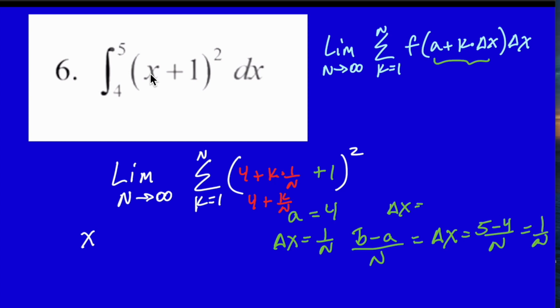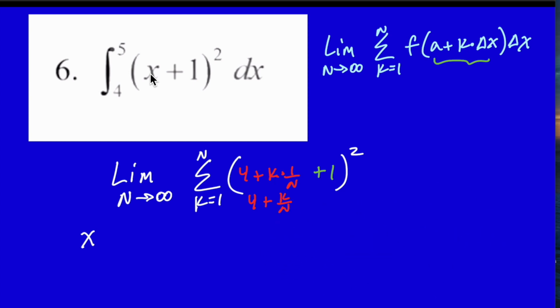The textbook that I saw left it like so, meaning they didn't combine the 4 and the 1. I'm going to leave it like this as well, because this emphasizes that this used to be our x, and we replace that with this notation right here, and this 1 has been left alone from the original integral. And don't forget, we have to multiply by delta x, which we know is 1 over n.